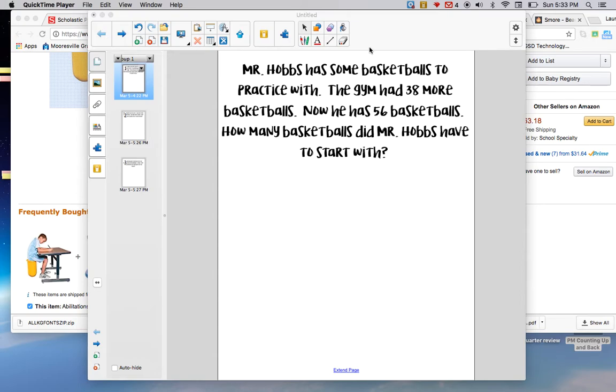So my first word problem says Mr. Hobbs has some basketballs to practice with. The gym had 38 more basketballs. Now he has 56 basketballs. How many basketballs did Mr. Hobbs have to start with?